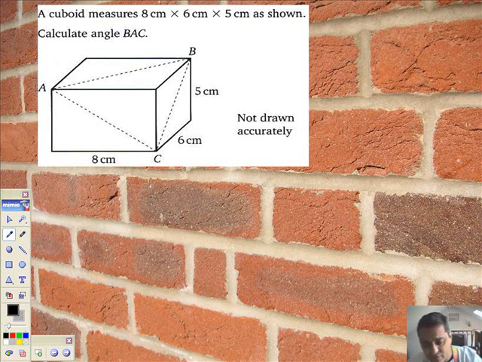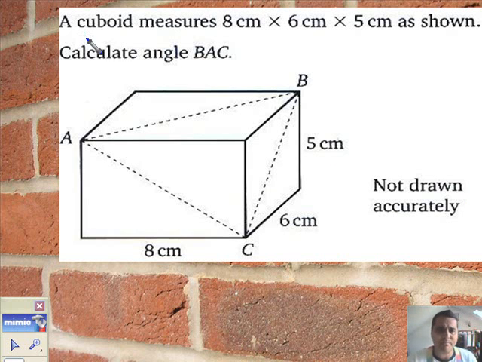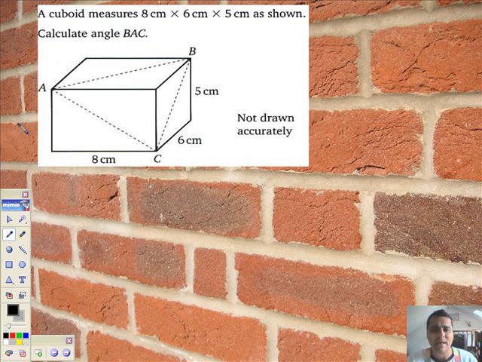Question 6 on page 334 is stunning. It really is. It doesn't look like much, but trust me, it's a lot. Question 6, page 334. It says a cuboid measures 8 by 6 by 5. Yeah, I can handle that so far. And they just jump straight into the question. No hints, no nothing. Calculate angle BAC.